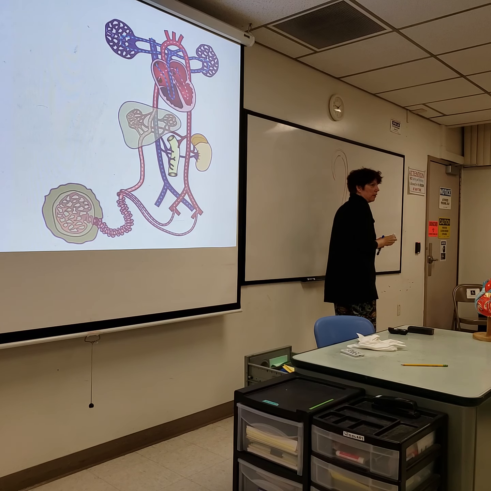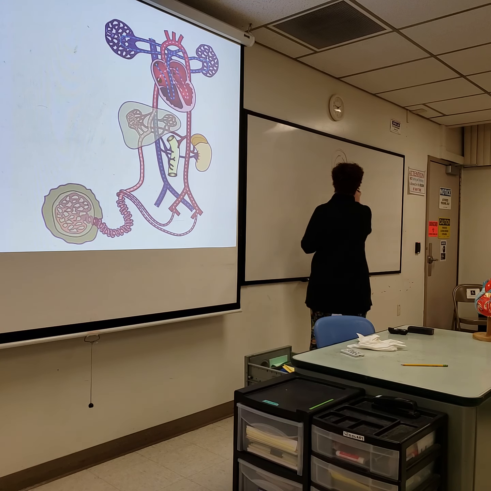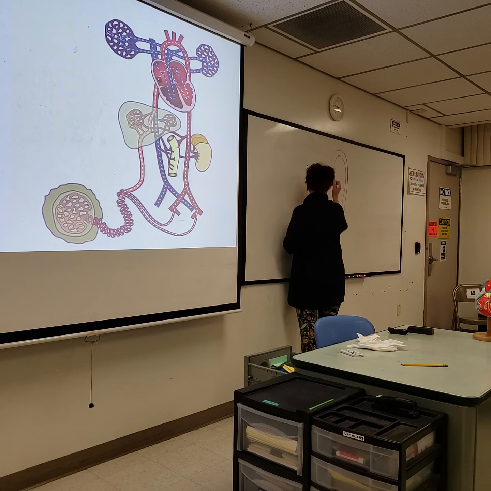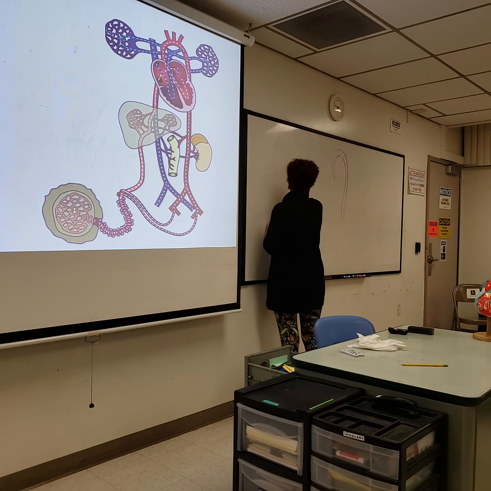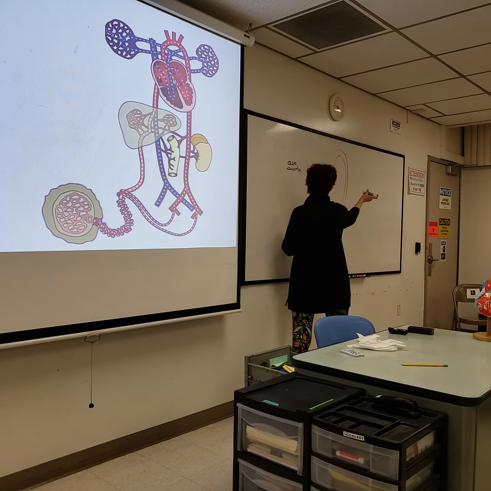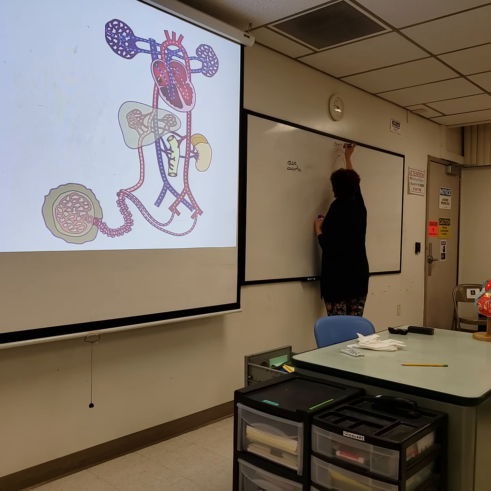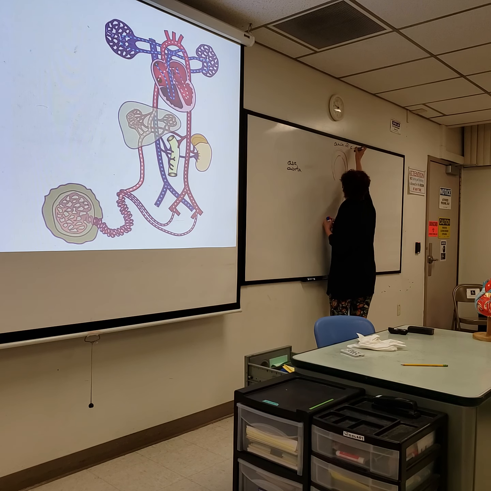I'm just gonna write the names out rather than putting numbers. So we have the ascending aorta. The arch of the aorta. And I'm not drawing in all the additional vessels. Thoracic aorta.